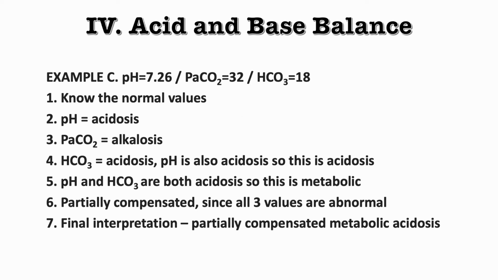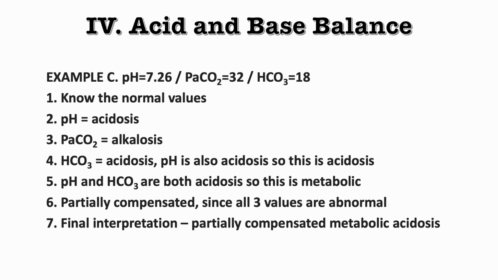Example C. Step 1, know the normal values. Step 2, pH of 7.26 is acidosis. Step 3, PaCO2 of 32 is alkalosis. Step 4, HCO3 of 18 is acidosis. Now, pH is also acidosis, so this interpretation will be acidosis.